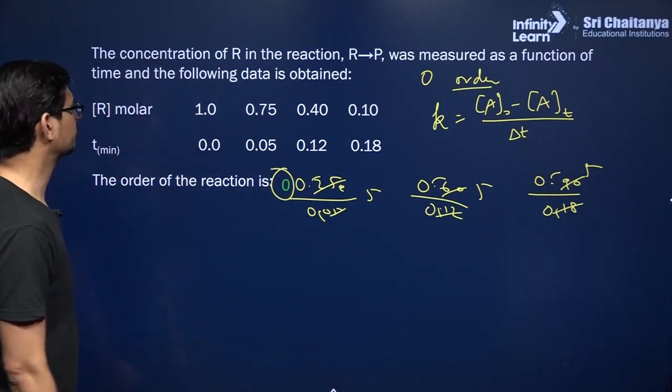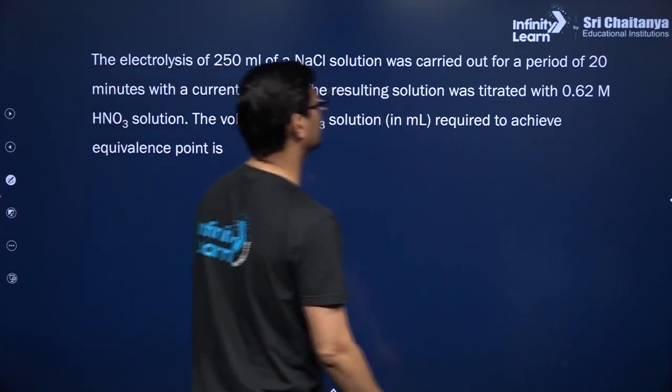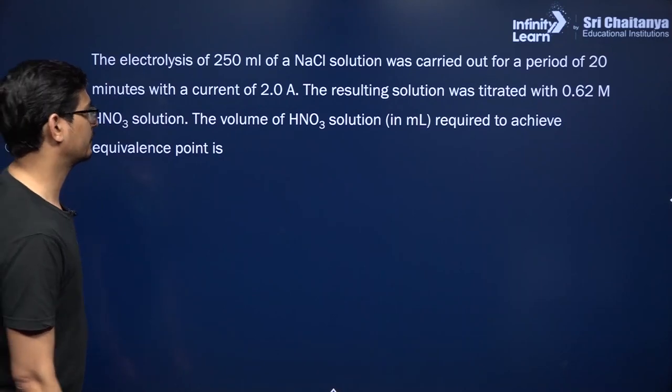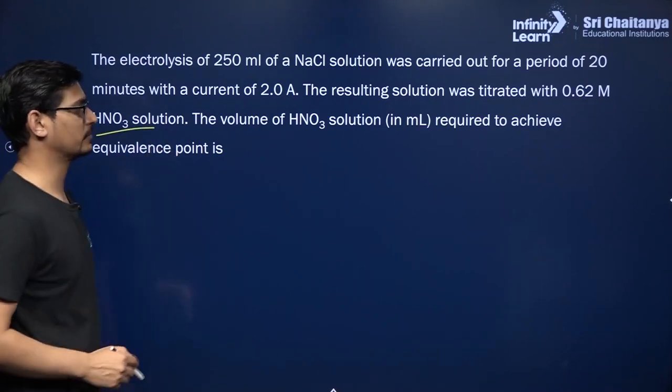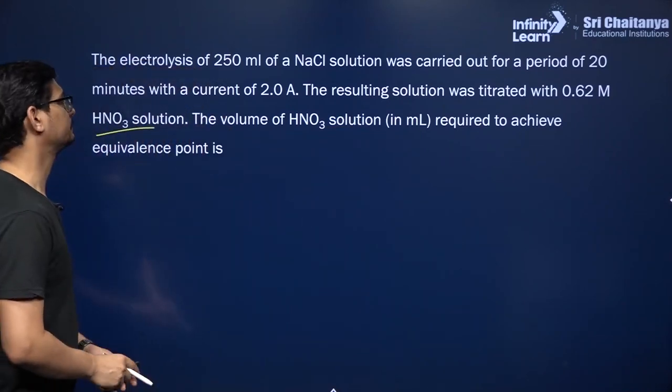The value zero. The electrolysis of 250 ml of NaCl solution was carried out for a period of 20 minutes with a current of 2 ampere. The resulting solution was titrated with 0.62 molar of nitric acid solution. So what is the volume of nitric acid solution required to achieve the equivalence point?